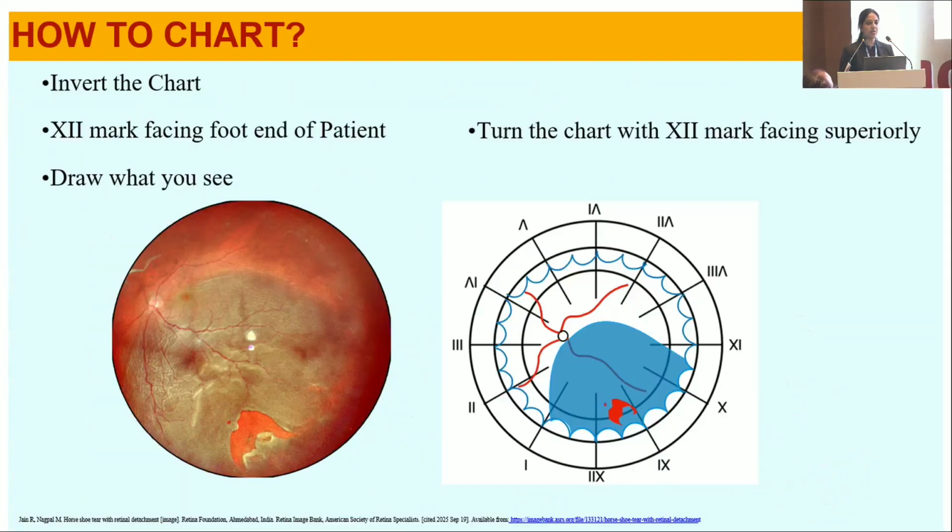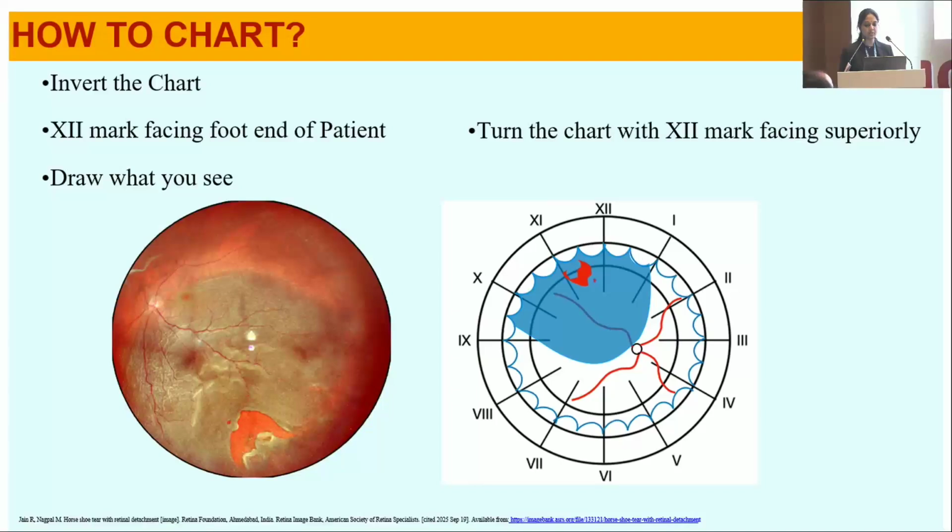And how to chart. You just need to invert the chart and place the 12 o'clock mark facing the foot end of the patient, and you just draw what you see. And then you turn the chart with the 12 o'clock mark facing superiorly and then label the chart accordingly.